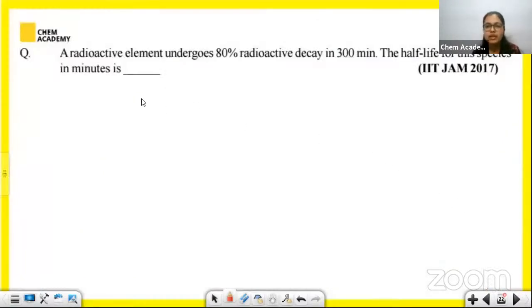Now, here a radioactive element undergoes 80% radioactive decay in 300 minutes. The half-life for the species in minutes is, since again radioactive, as I told you earlier, radioactive means first order. Radioactive means first order. So let us see how to do this question.